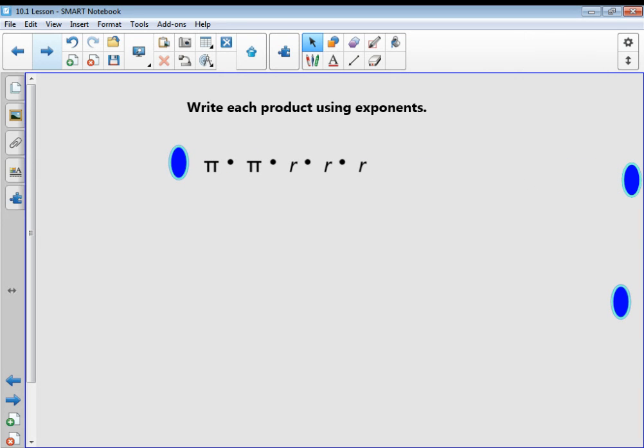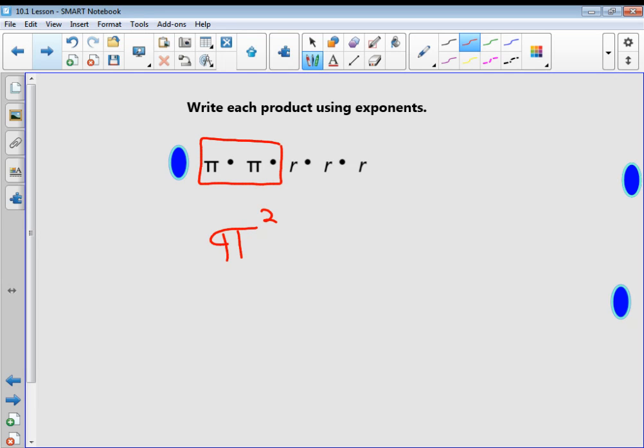Okay, so let's try this one. This one, we have more than one set of things. What things do I see in there? Well, I see the pi symbol twice, so pi twice. And then I also see an R 3 times, so times R 3 times. That is the simplest that I can get this one, so it's in its simplest form, so we would just leave it as pi squared times radius to the 3rd power.